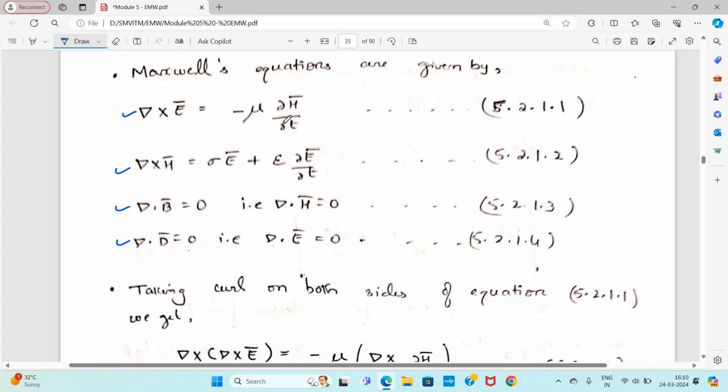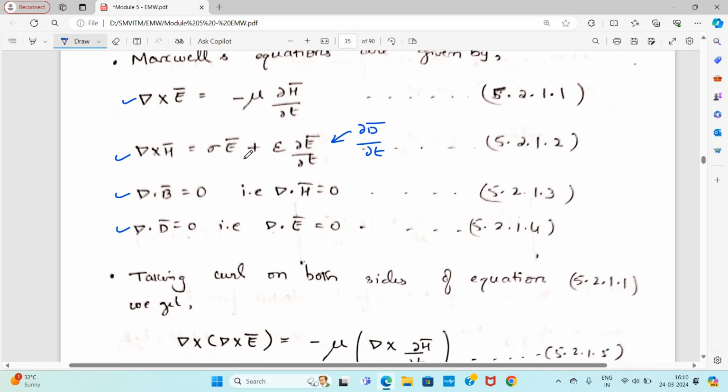Del cross E is equal to minus mu dou H by dou T. Del cross H is the conduction current density sigma E plus the displacement current density epsilon dou E by dou T. It's actually dou D by dou T, and D can be written as epsilon into E. That's how we got this part. The third one is del dot B equal to 0, or del dot H equal to 0. Fourth is del dot D equal to 0, or del dot E equal to 0. We are now going to start off by considering the first equation here.